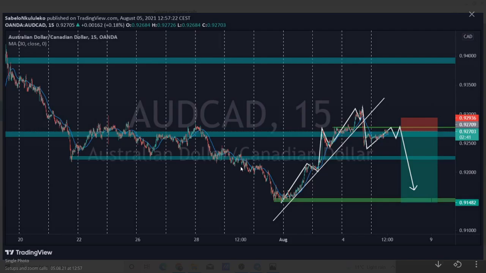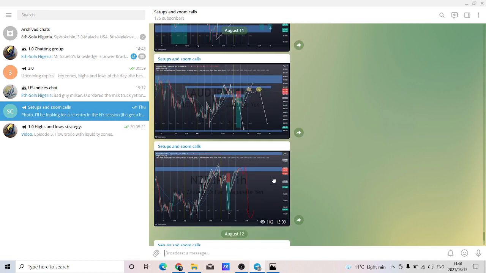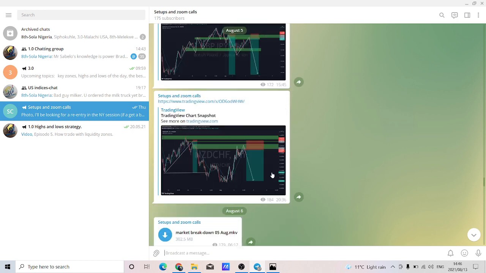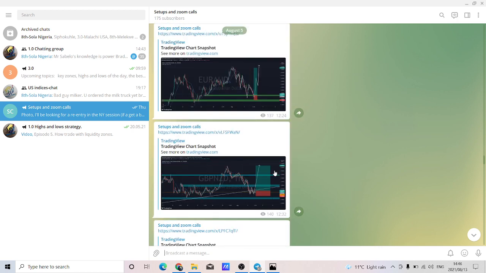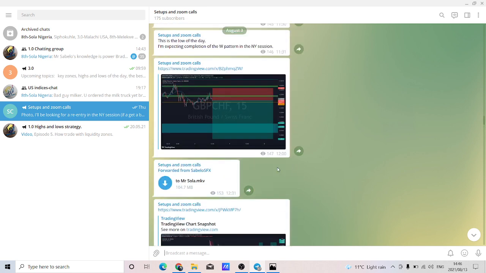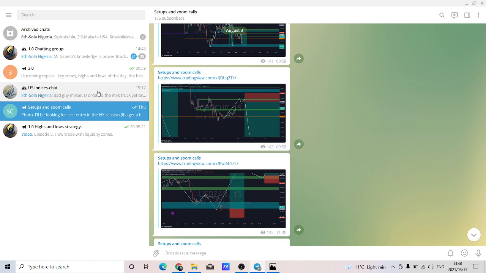This is the trade here, AUD CAD for a sell. I marked my things nicely so that my students will be able to see what I'm expecting in this trade. This trade was given to this group so that when I give out the setups for the week, whenever I see a beautiful setup, I share it here in this group for free to my old students, by the way. This is where I share my analysis, my everything.